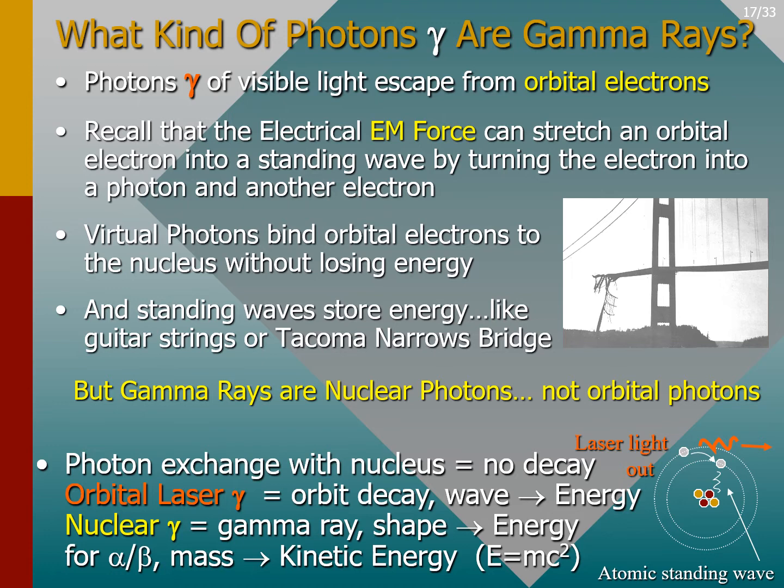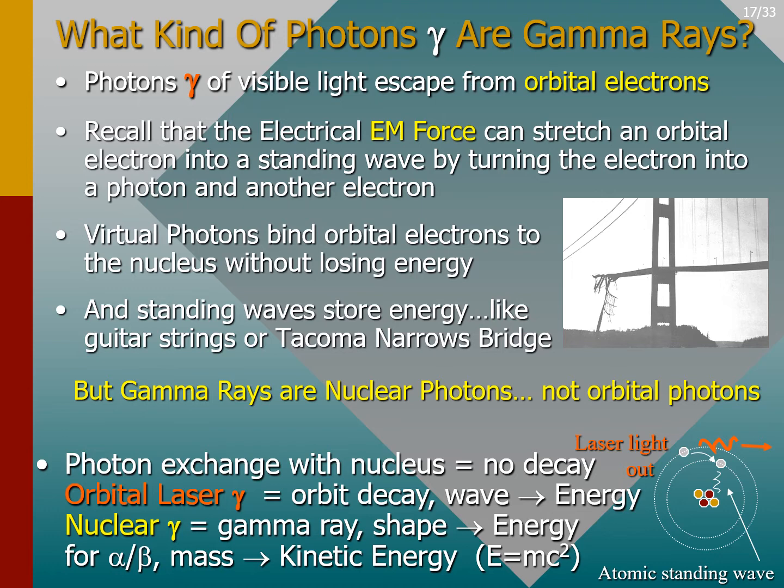Occasionally, a photon escapes from the nucleus instead of the standing wave. It doesn't exchange with an orbital electron, but just keeps on going. This nuclear photon is called a gamma ray. It is one of Rutherford's 3 types of radiation, the one that travels the farthest through matter. Recall that Rutherford stopped gamma rays with a 1/4-inch piece of lead.